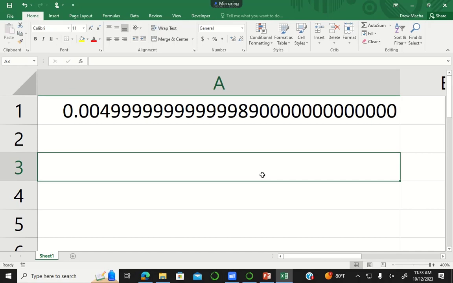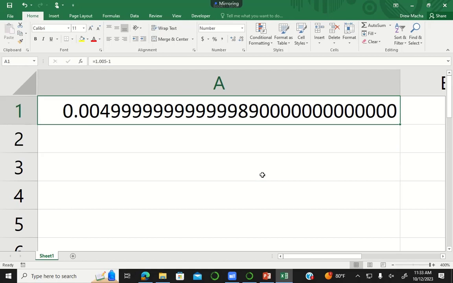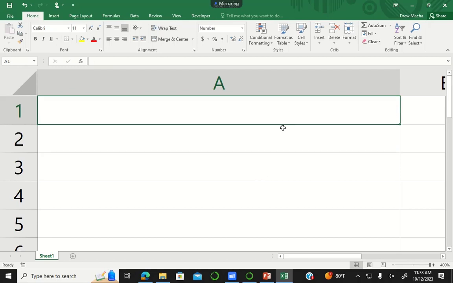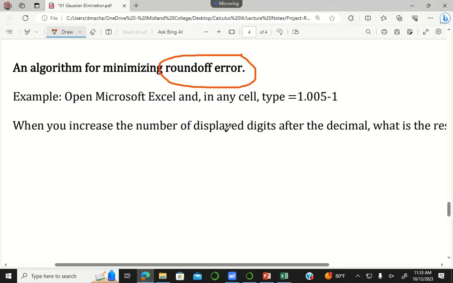So these round-off errors are really, really tiny. Notice, we're really close to the number 0.005. But they happen every single time you do addition, subtraction, multiplication, division. And so whenever you start to program to answer math problems, you have to keep this in mind, that sometimes your algorithm might introduce a lot of round-off error.